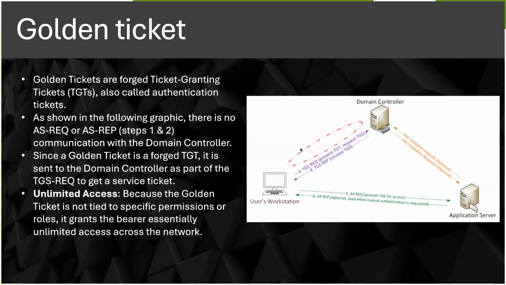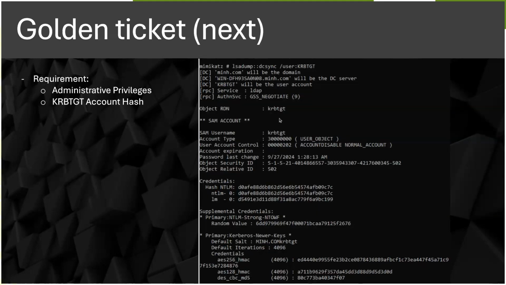Because it is a forged TGT, it can have access to all the services on the network. It is not tied to specific permissions or roles. We can tie it to specific permissions or roles or groups, but by default it has all the permissions. So here are the steps of the golden ticket attack.